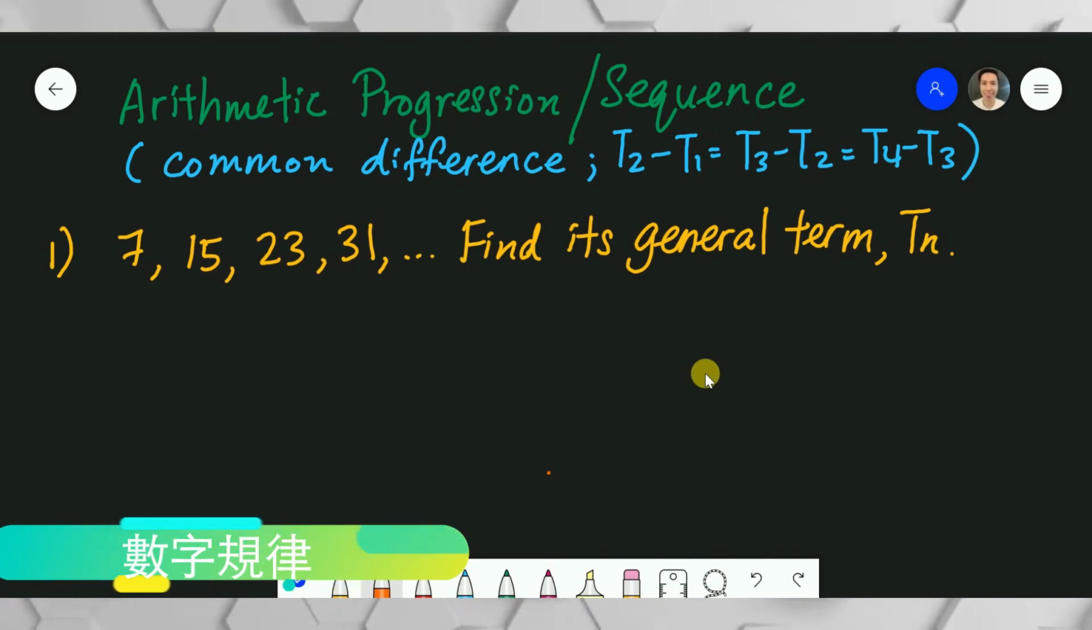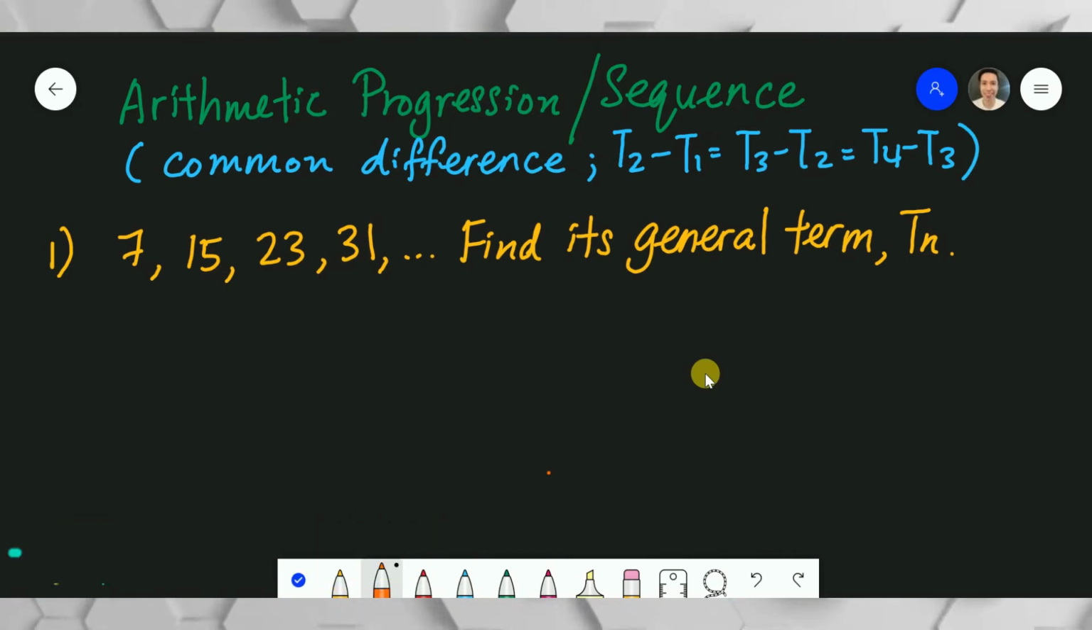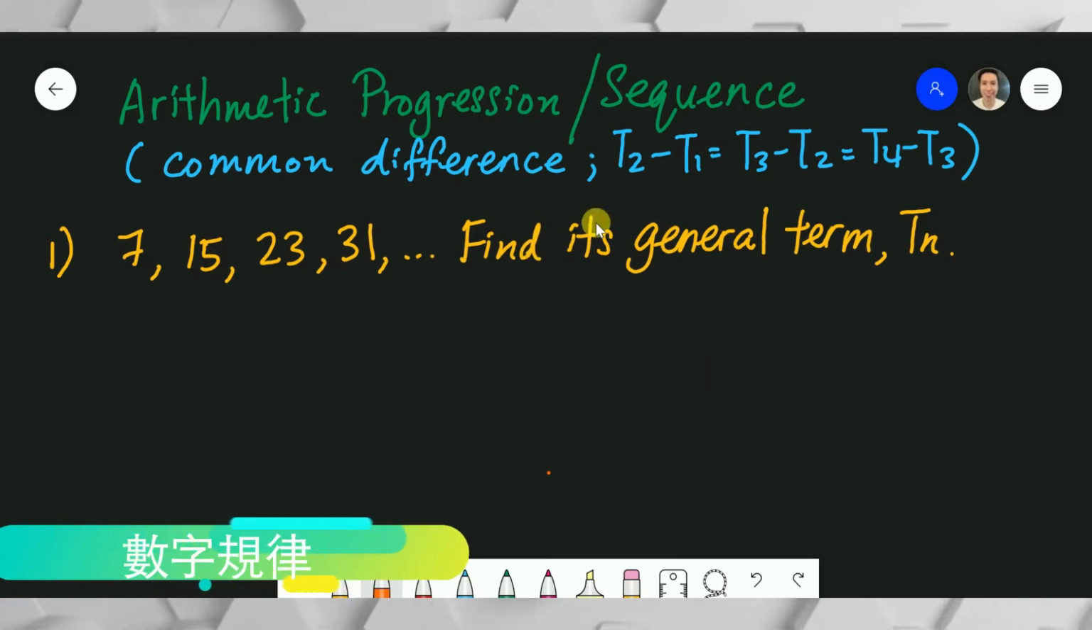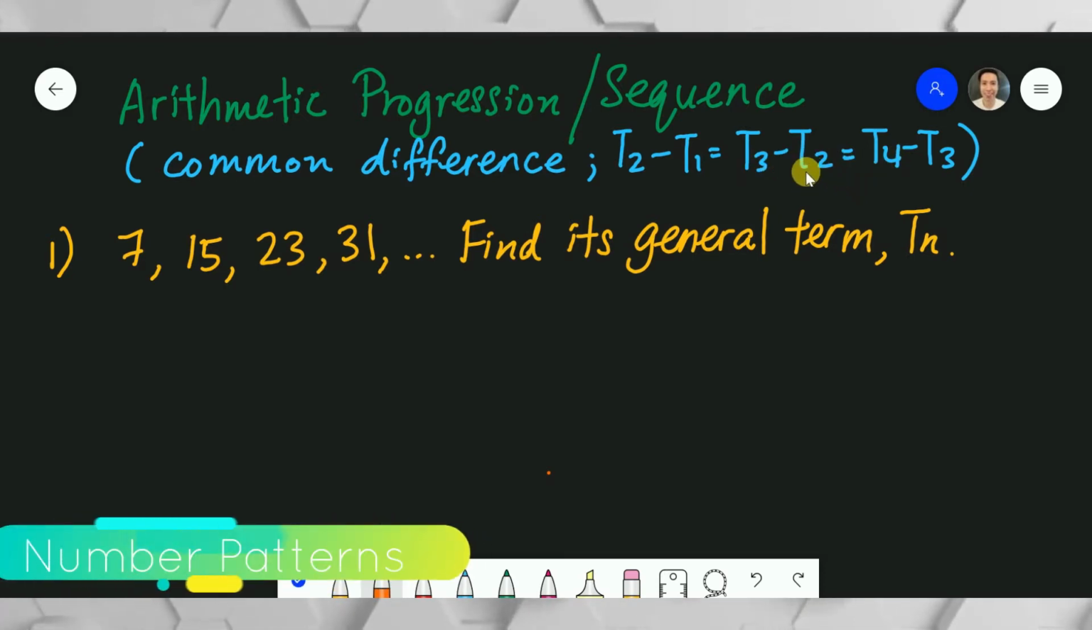So how do we know the sequence is in arithmetic form? It's very easy. First of all, we need to find the common difference. You can take the second term minus the first term, which equals the third minus the second, and so on. Alright, so let's look at the first example here.